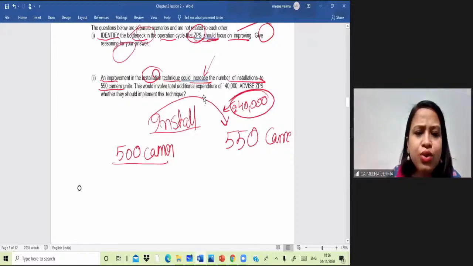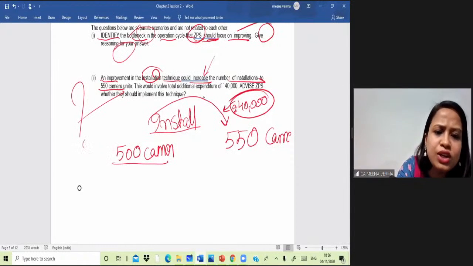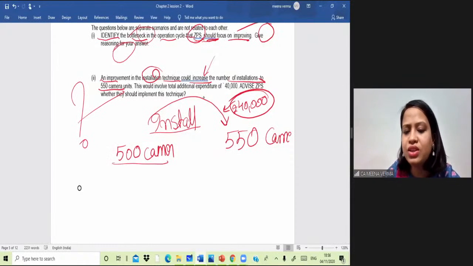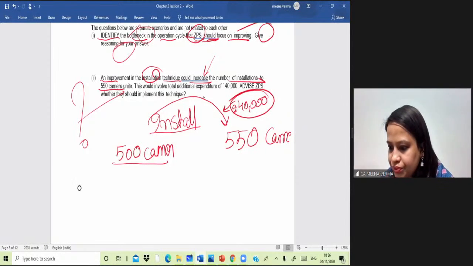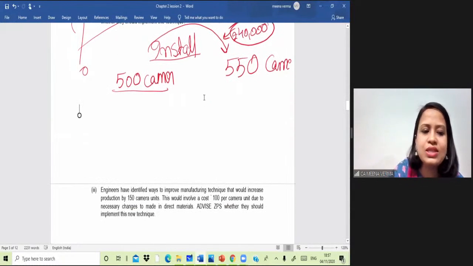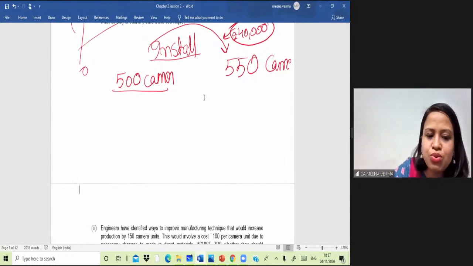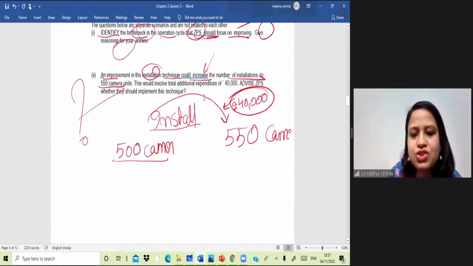Now they are asking you to advise whether the organization should implement this technique or not, whether the organization should improve the resources at the installation place or not. More questions. Very good. You people are asking me questions. Okay, now they're asking you whether the organization should improve the resources at the place of installation or not.